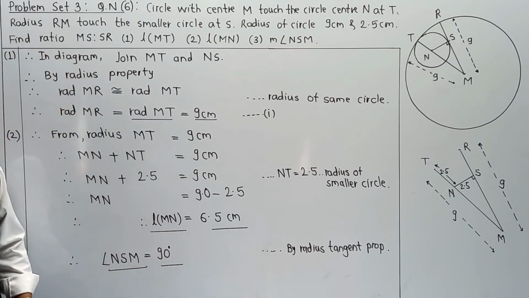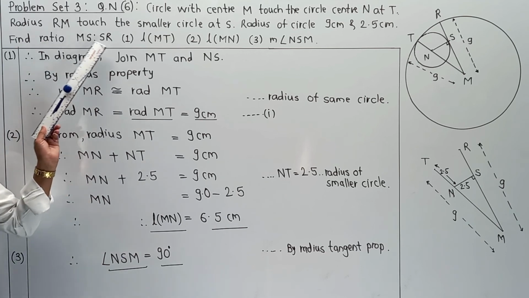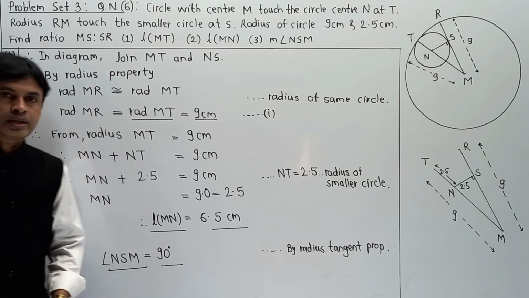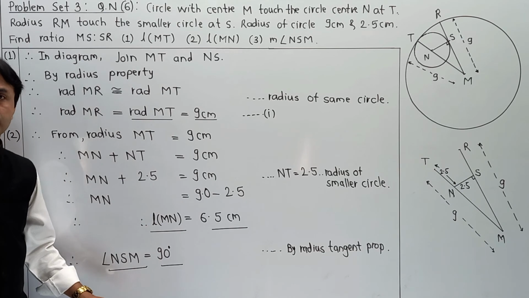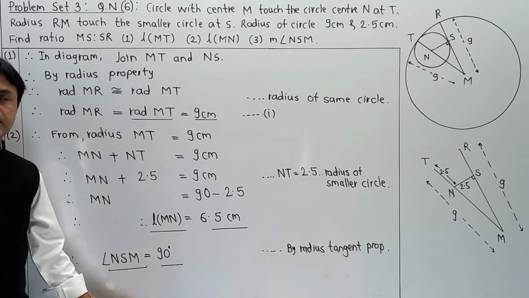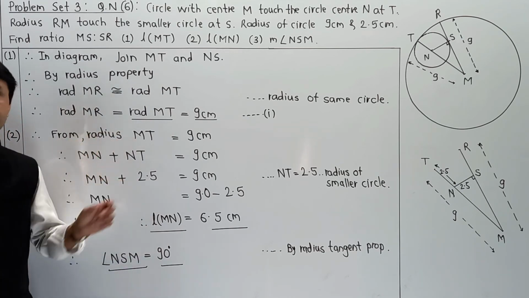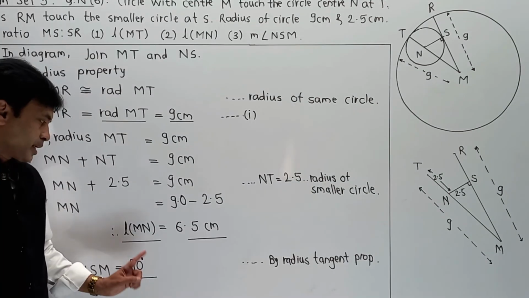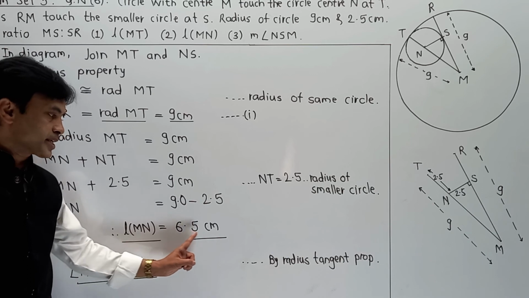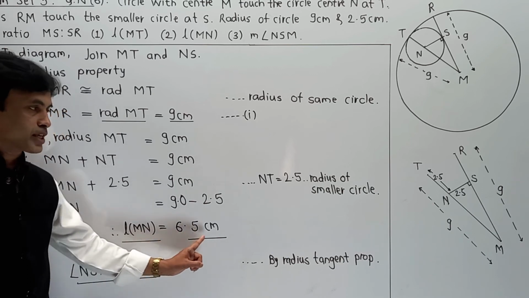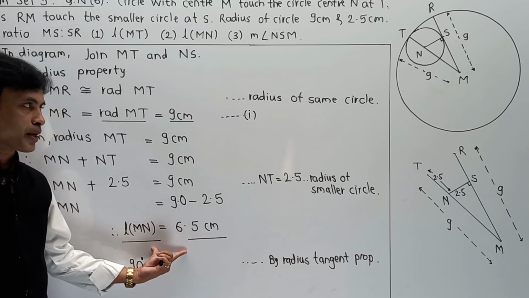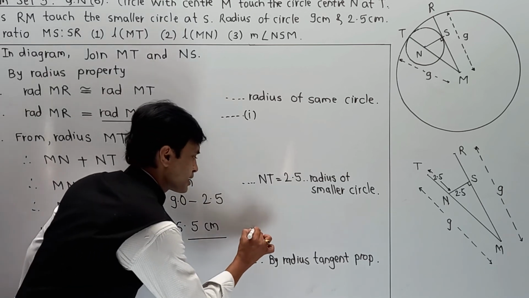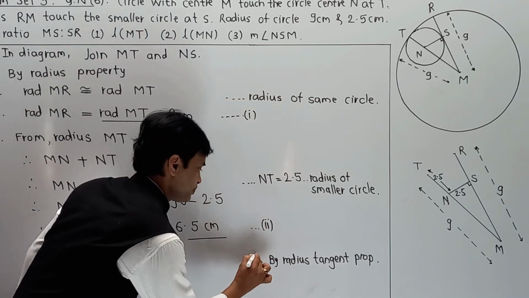Now your main part remains MS to SR. Student, I have written all the parts over here systematically, but as no space is available, I have to erase it and write it. You write it properly in your notebook. Now student, length of MN is 6.5 centimeter, which is the answer part over here. That is nothing but, you can say, equation 2.